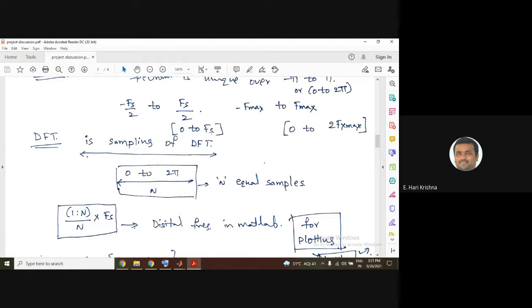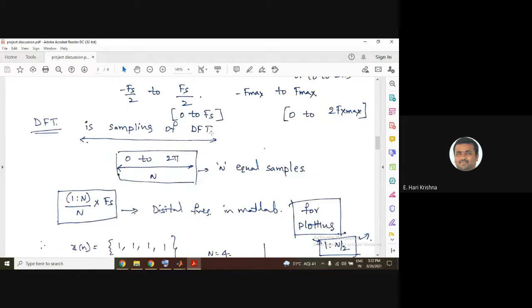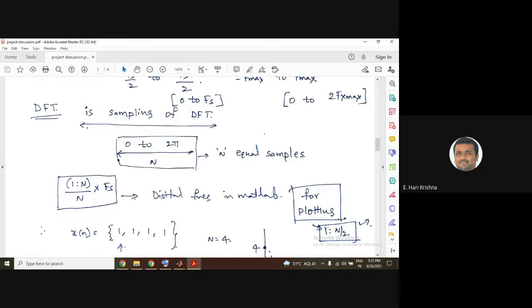And out of 0 to Fs, only half is required for us. The remaining half is not required. The remaining half is a mirror image. So we will use 1 to n by 2 samples only. Out of these n samples, we are considering only 1 to n by 2 samples. This is the equation that should be used for the frequency axis. Analog frequency.